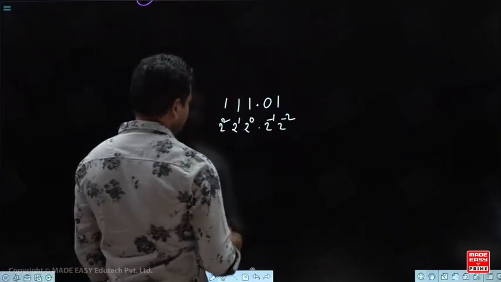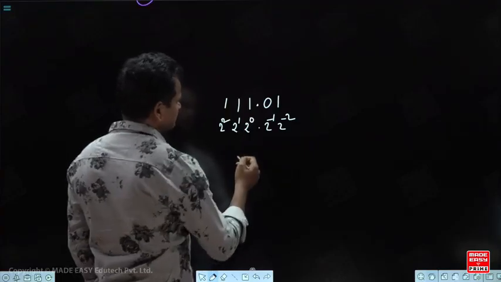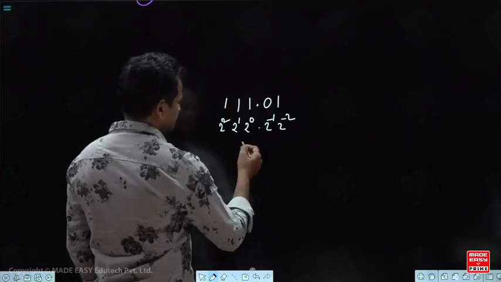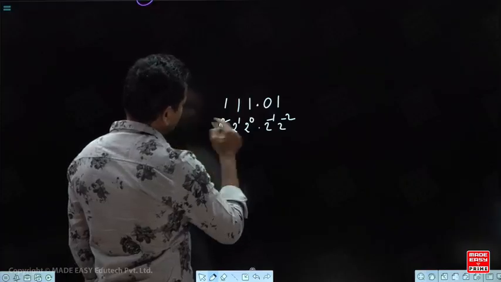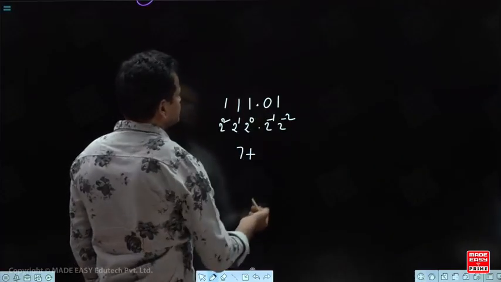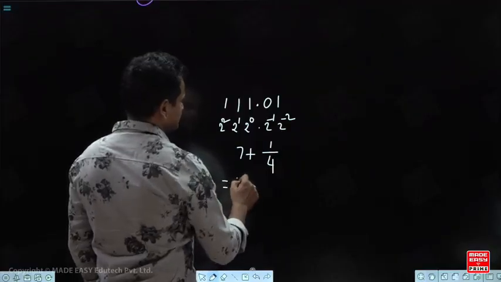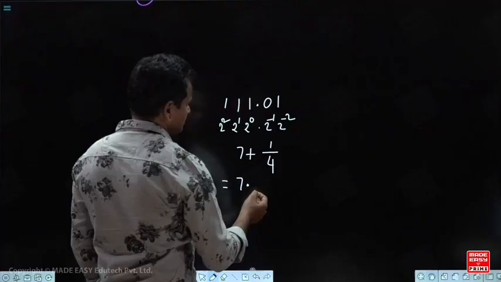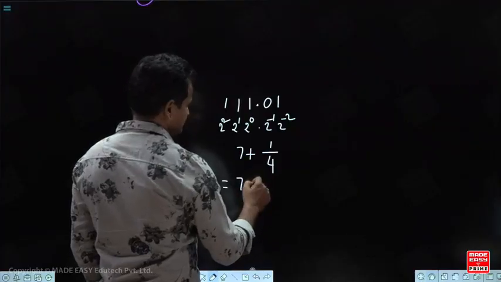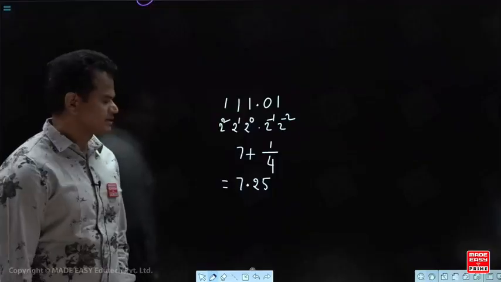So 111 is 7, right? 1 into 2 square plus 1 into 2 plus 1: 4 plus 2 plus 1, yes, 7. Then 7 plus 0 into 1 by 2 plus 1 into 1 by 2 square, that is 1 by 4. What is 1 by 4? 0.25, so 7.25. This is the method you generally use.